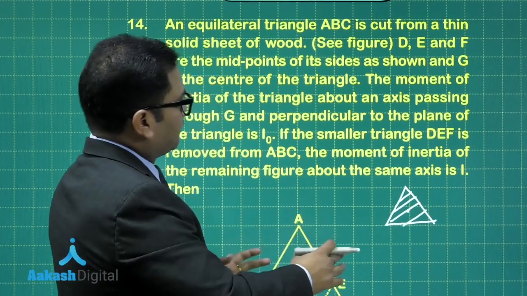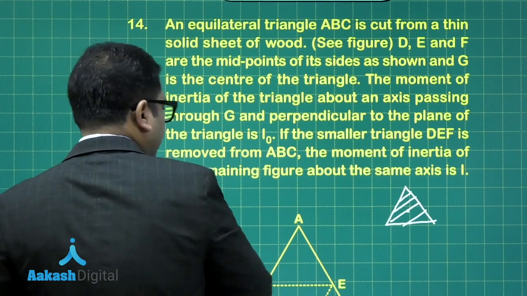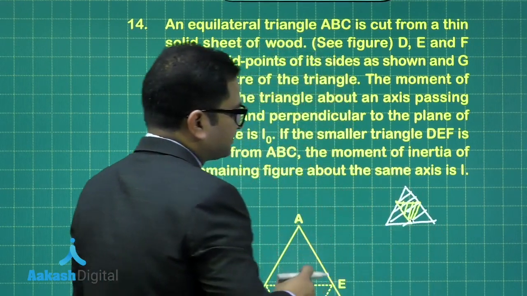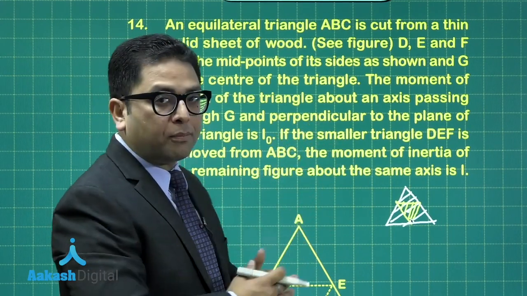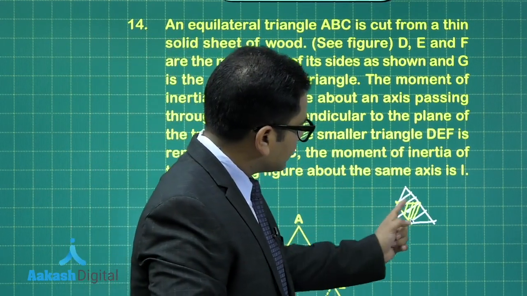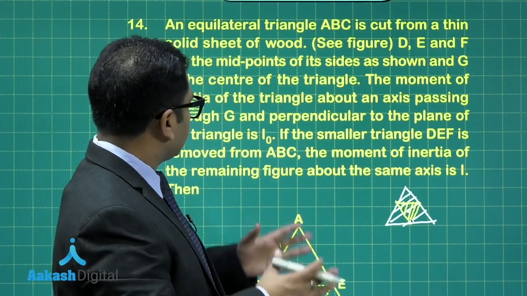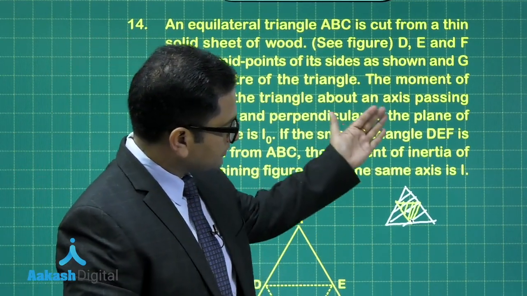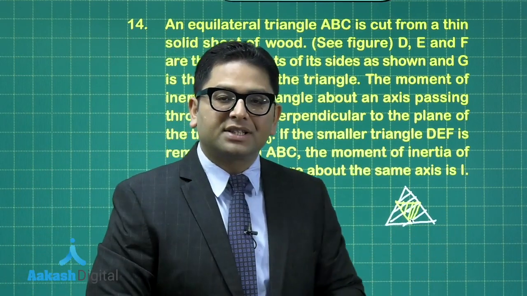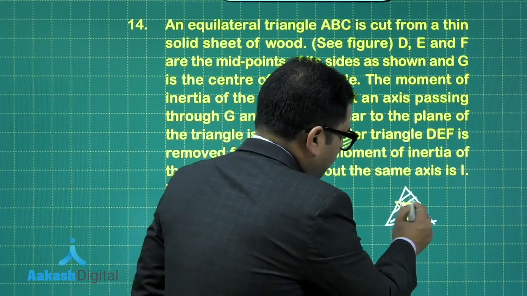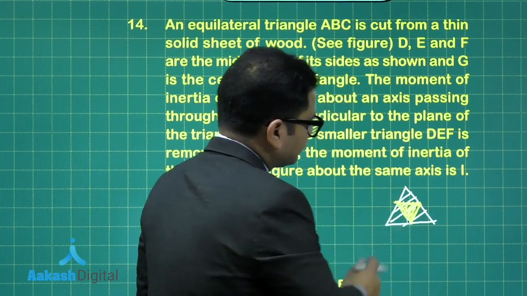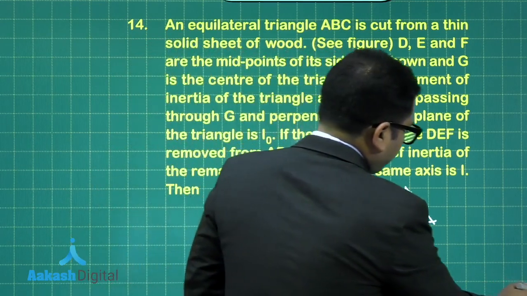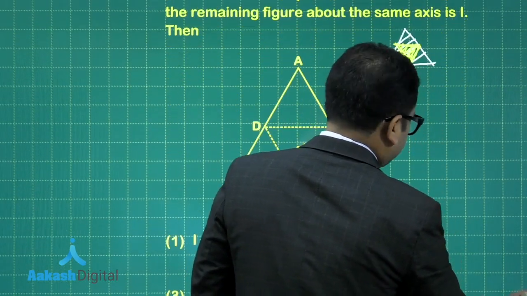Now it says, if the similar triangle DEF is removed, taking the midpoints, this yellow part has been removed. So there would be a triangular vacant, hollow portion, and this would be remaining. We need to calculate the moment of inertia of the remaining part in terms of I naught. Essentially, first there was a complete triangular sheet with moment of inertia I naught. Then from the midpoints, this yellow part has been removed, and we need to calculate the moment of inertia of the remaining portion. Well, it goes in a bit of a tricky way.